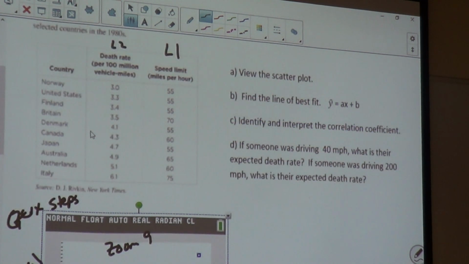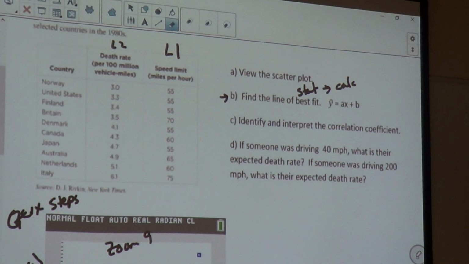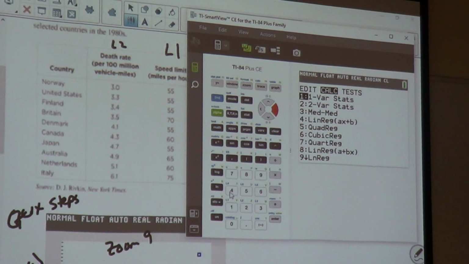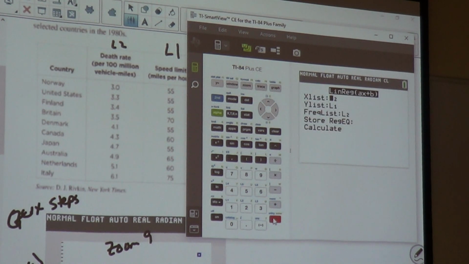Now, for part B, they want the line of best fit. So we do stat, over to calc, and we pick one var stats. No, we don't. What do we pick? We pick linear regression. So we go stat, over to calculate, and we pick number 4, linear regression.